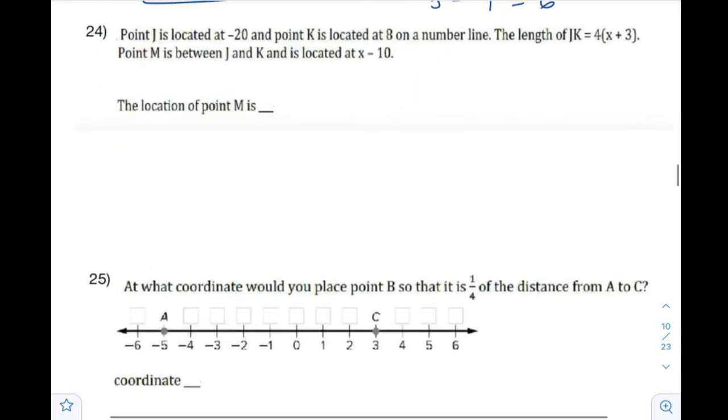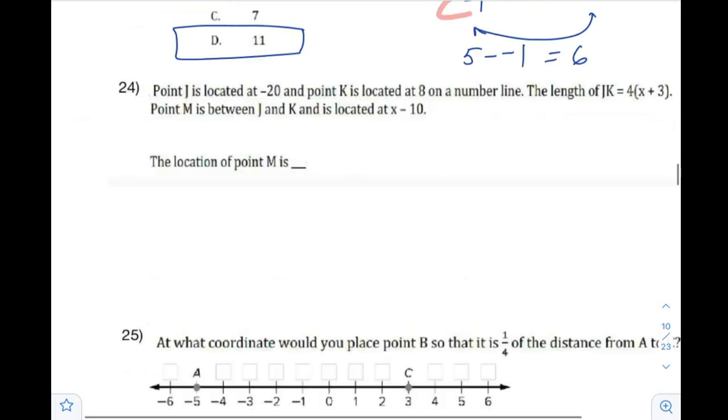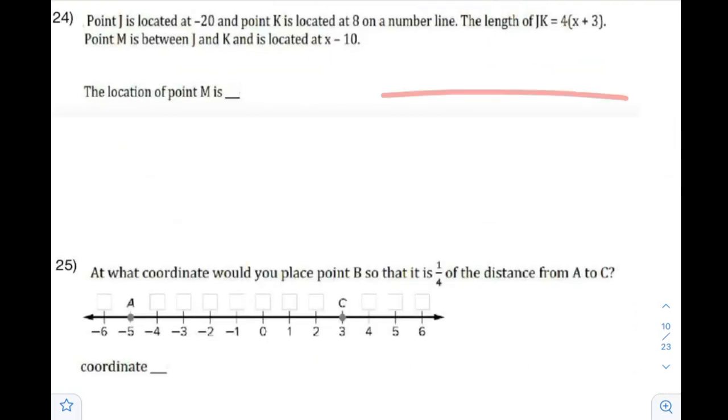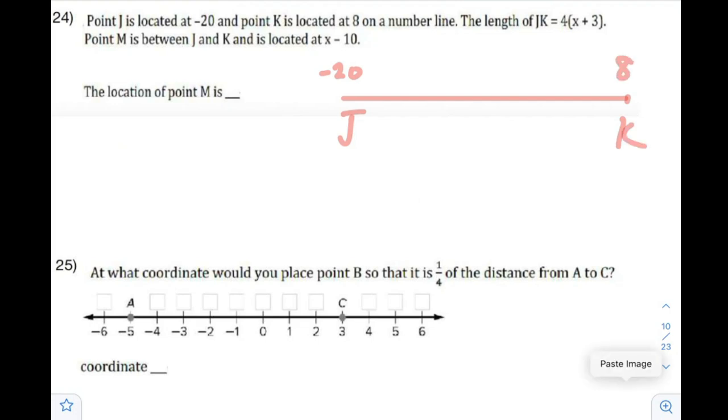Point J is located at -20. So same situation here. We have J somewhere at -20. K is located at 8, somewhere here at 8 on the number line. The length from J to K is 4 times x plus 3. Point M is between J and K, and it is located at x minus 10. Where is M?